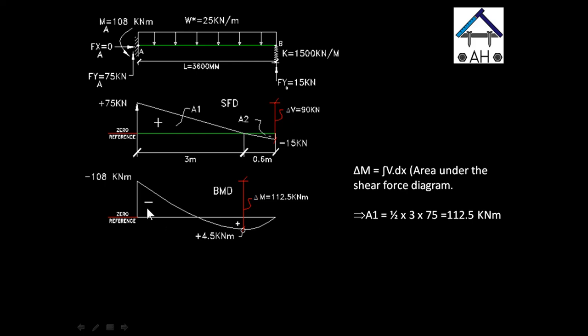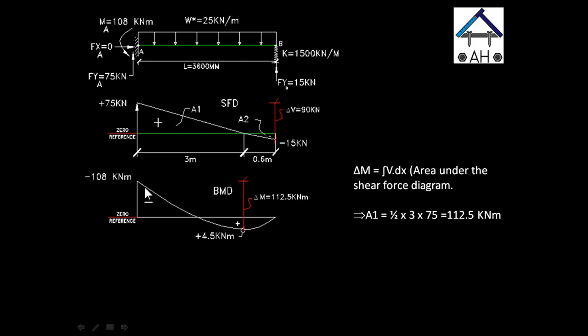So from left to right, again, we will go up 108 kilonewton meter, but remember this is a negative moment because it causes tension. It's a hogging moment which causes tension at the top and compression at the bottom of the beam. Okay, so we go up 108 kilonewton meter, but we have a change of moment from that area under the shear force diagram of 112.5 kilonewton meter. So we need to go down 112.5 kilonewton meter from 108 kilonewton meter.